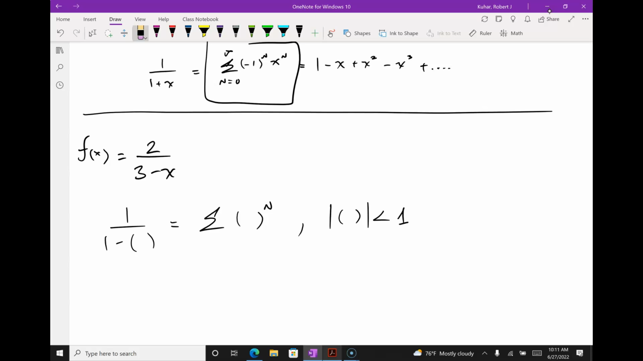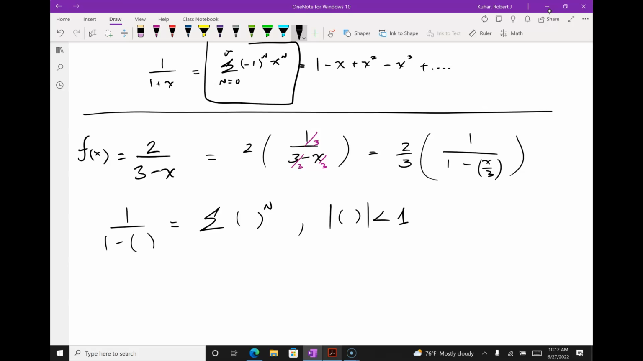But there's another problem, isn't there? What is the problem? The 3. Remember what we did with the 3? We're going to divide everything by 3 and then see what we got. So I now have a 2/3 out here, and inside I have 1 over 1 minus x over 3. And now you can see what I'm putting into my power series representation.